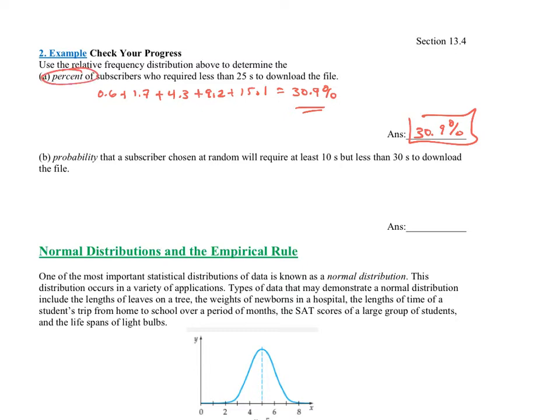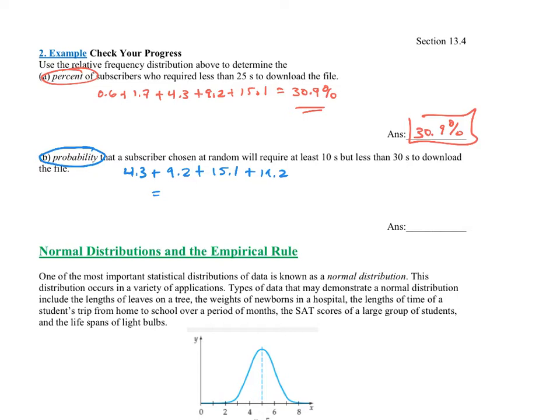The next one here says find the probability, so we're going to be using a decimal, that a subscriber chosen at random will require at least 10 seconds but less than 30 seconds. So go back to that chart and please write down any numbers that you see that are at least 10 but less than 30. I'm seeing from 10 to 15 is 4.3. From 15 to 20 is 9.2. From 20 to 25 is 15.1. And from 25 to 30, I see 19.2. Again, this is looking at the chart on the previous page.